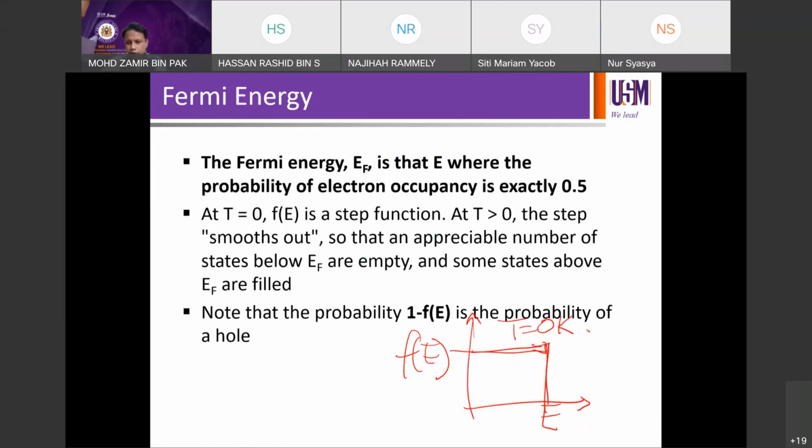What happens to electrons at higher temperature? When you increase T more than 0 Kelvin? Anyone? Will they get more energy or less energy? Electrons in the valence band?